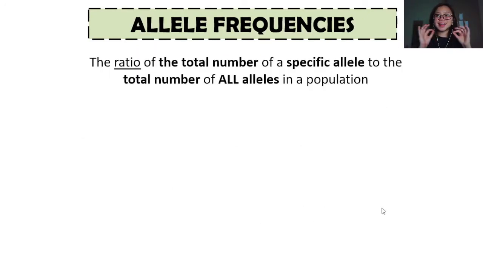Okay, another thing that you should know about is what is allele frequency. Allele frequency can be defined as the ratio of the total number of a specific allele to the total number of all alleles in a population. So sekali lagi, ini adalah nisbah, ratio. So there's a formula to calculate the allele frequency.